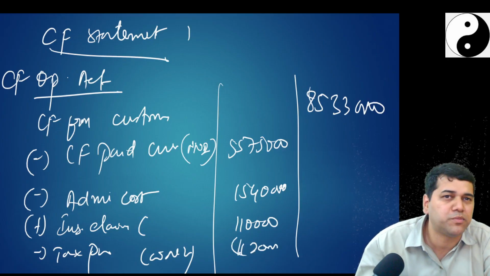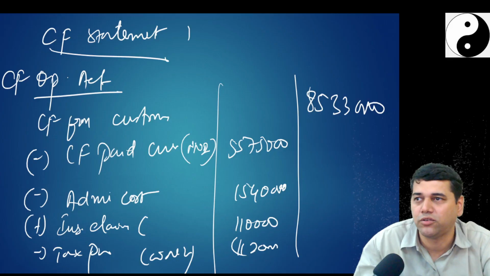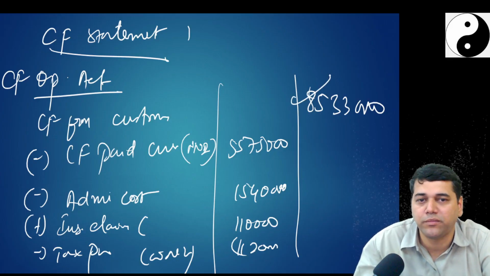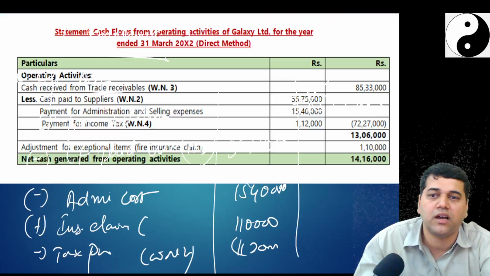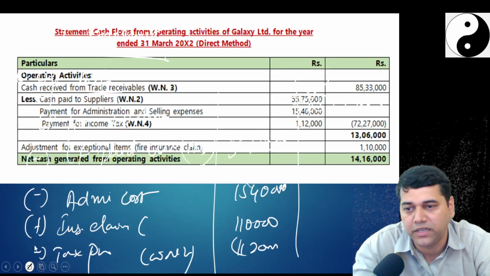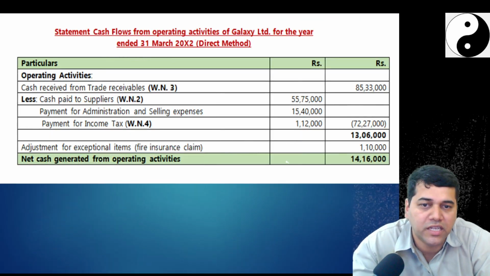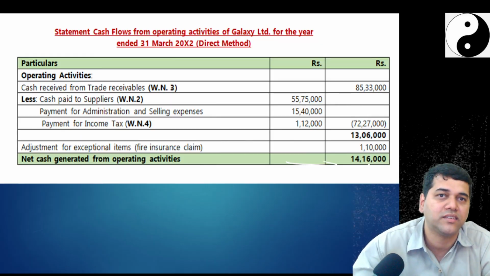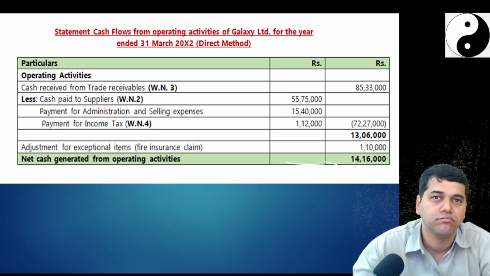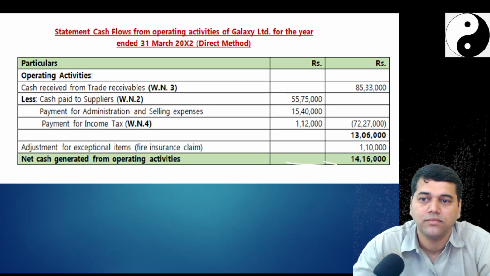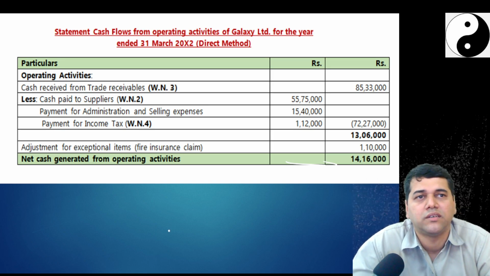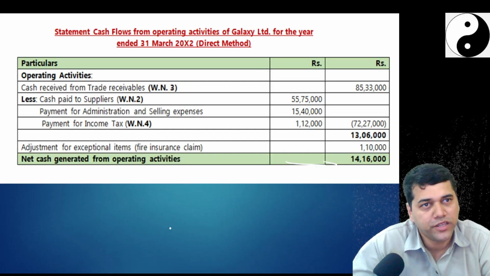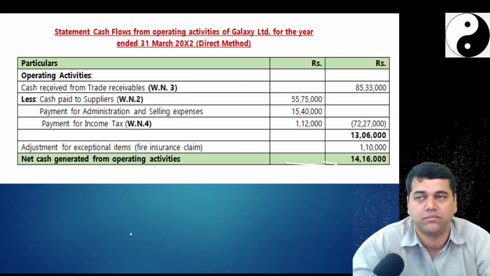See, will working capital adjustments come here? No, because I have already considered the working capital in the cash received from customers in the direct method. So all working capital adjustments are not going to come. So ultimately, your operational activity will be 14,16,000. The confusing item here is the fire insurance claim.